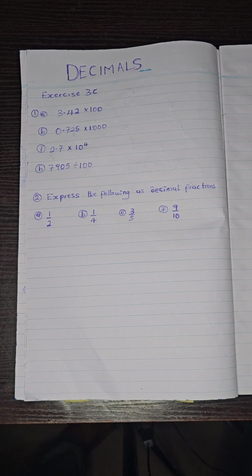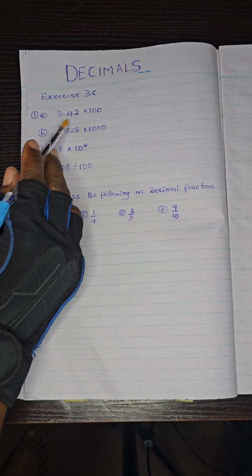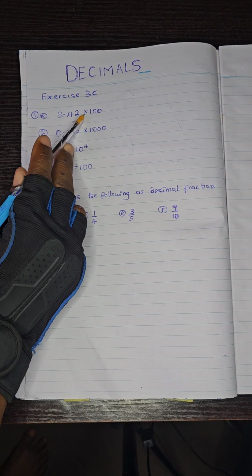In this class, we're going to deal with decimals. I'm going to tell you some operations of decimals and how to handle them. First, let's go to exercise 3C, which is our revision class. Number 1A, we are being told to multiply 3.42 times 100.